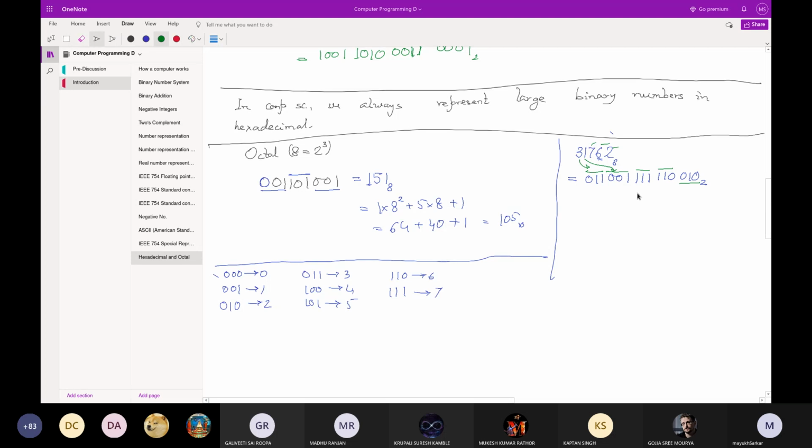Any confusion regarding this hexadecimal and octal, or anything that I have discussed till now regarding the binary, regarding the total number system? Any confusion till now? Because now I'm going to start another new topic. This is all about the study of number system. Any confusion regarding positive integers, negative integers, floating point numbers, or this hexadecimal, octal, anything? No, sir. Okay.